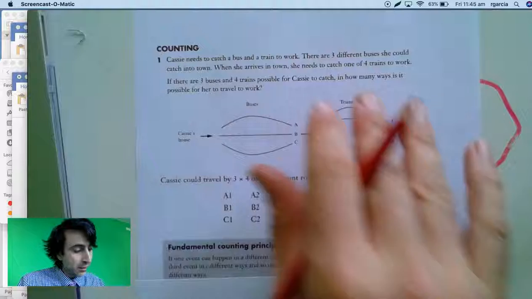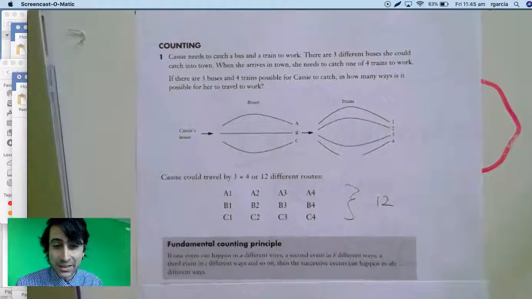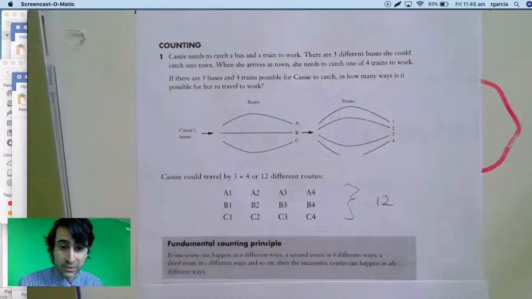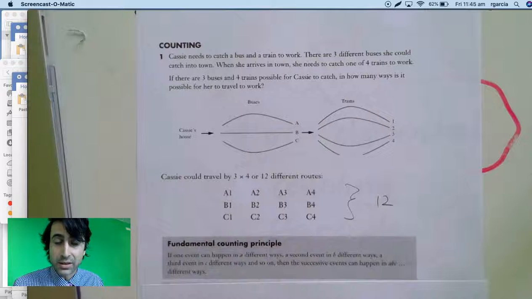Now, the fundamental counting principle says if one event can happen in A different ways, and the second event in B different ways, the third event in C different ways, and so on, then the successive events can happen A, B, C, and so on different ways.